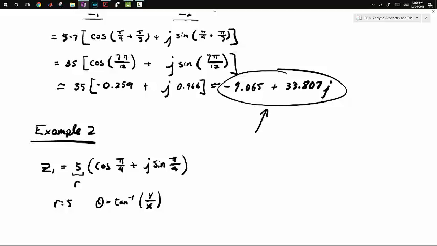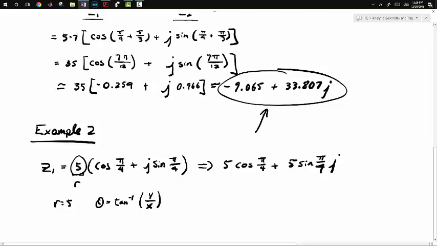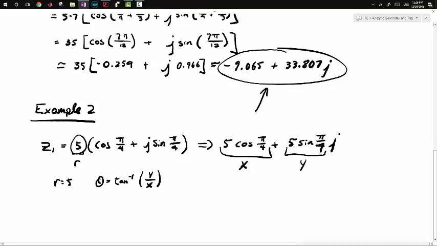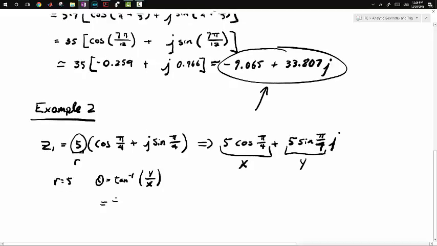Normally, if we distributed this 5 through, we would have 5 cosine pi over 4 plus 5 sine of pi over 4 j. So this first term here is x, this term here is y. The 5's would cancel out when we do the y over x, so all we have to do is do the tangent inverse of sine of pi over 4 divided by cosine of pi over 4.